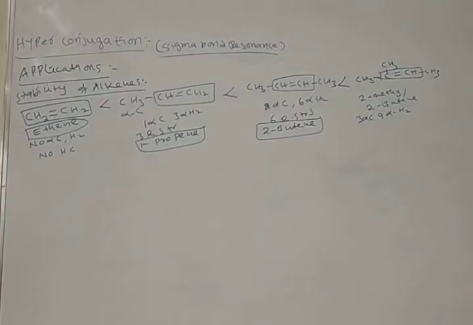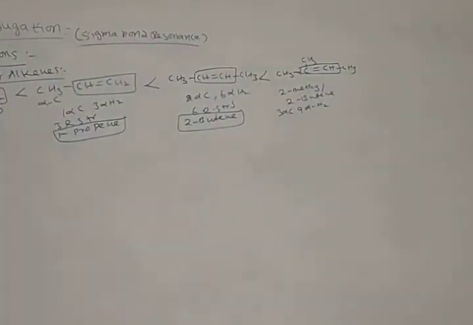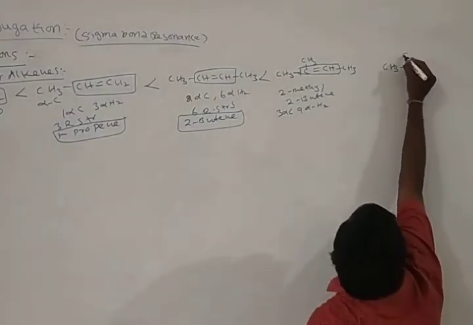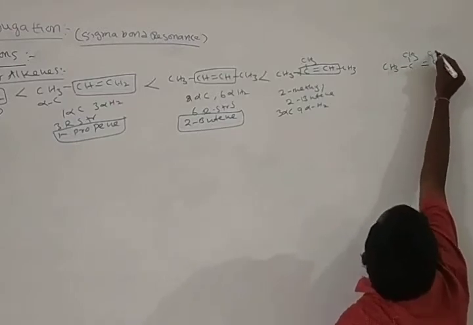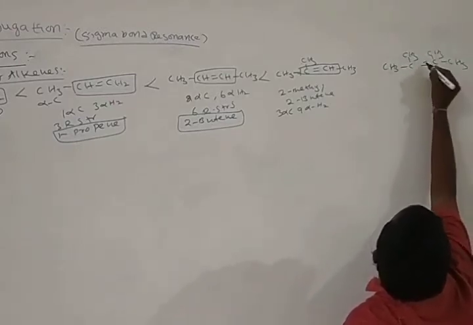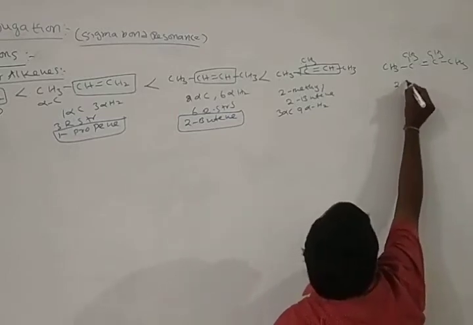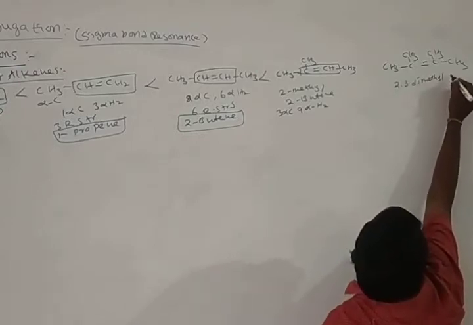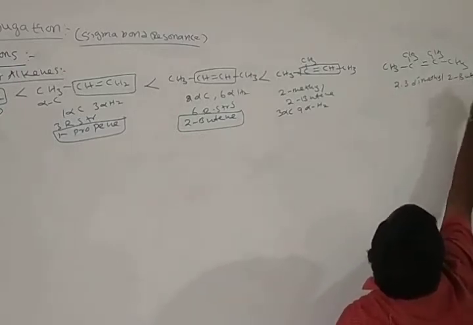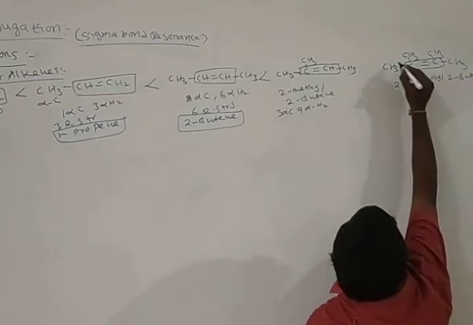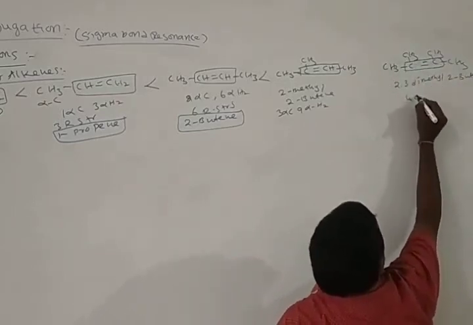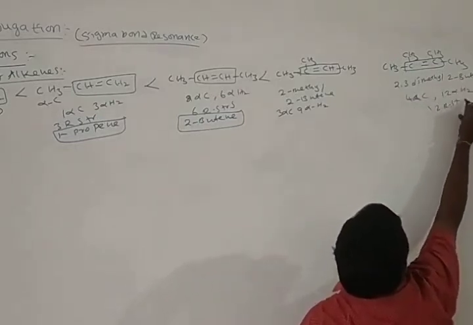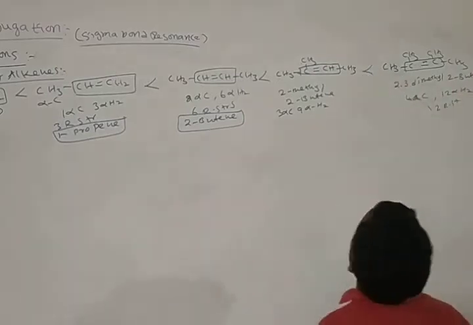Just in continuation, we'll see one more molecule. Okay, here CH3, CH3 double bond CH3. This is also one molecule. The name of this molecule is 2,3-dimethyl 2-butene. Here this is the functional group. It contains 4 alpha carbons, 12 alpha hydrogens. It forms 12 resonance structures. So it is more stable than that one.